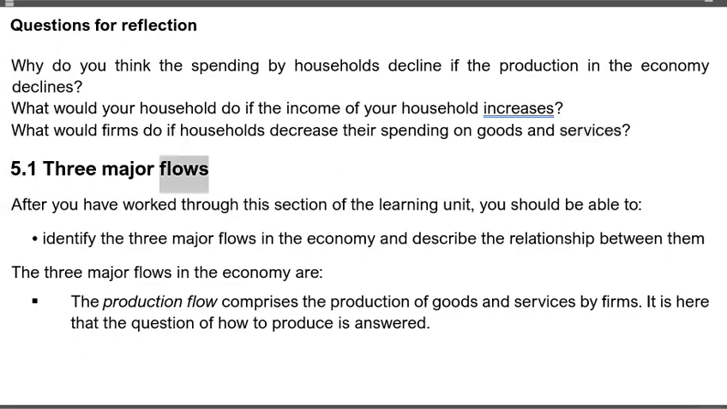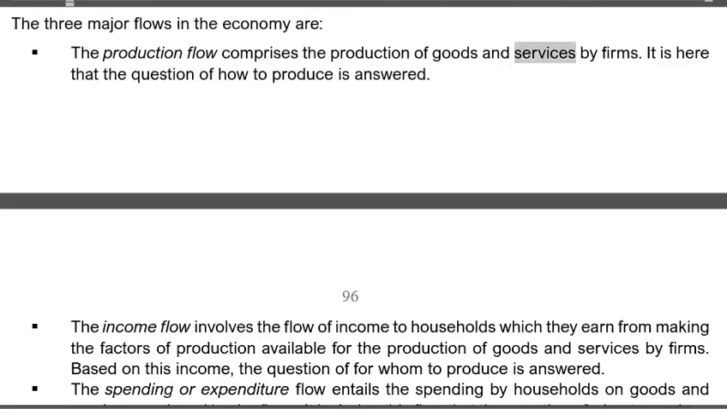5.13 Major flows. After you have worked through this section of the learning unit, you should be able to identify the 3 major flows in the economy and describe the relationship between them. The 3 major flows in the economy are: the production flow comprises the production of goods and services by firms. It is here that the question of how to produce is answered.